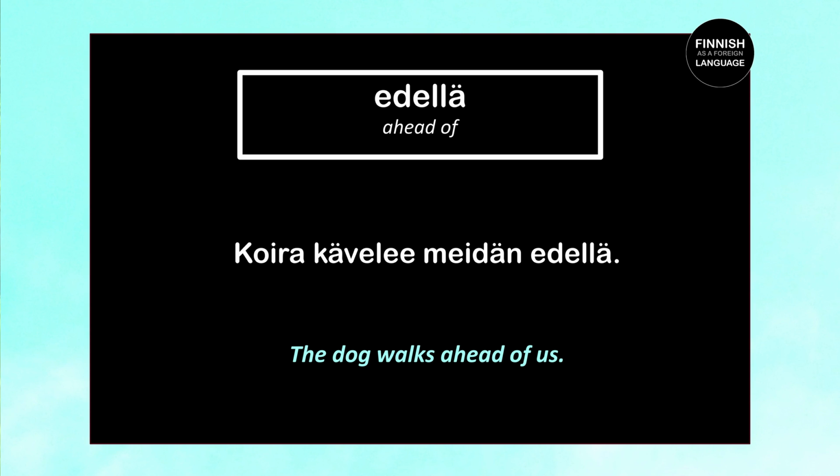Next one is edellä, meaning ahead of. Here's one example. Koira kävelee meidän edellä. The dog walks ahead of us. So koira means dog. Kävelee is the third person singular present tense of the verb kävellä, which means to walk. And meidän is the genitive plural of the personal pronoun me, which means we. Here we need the genitive case again because of the postposition edellä, which means ahead of. So let's repeat. Koira kävelee meidän edellä. The dog walks ahead of us.